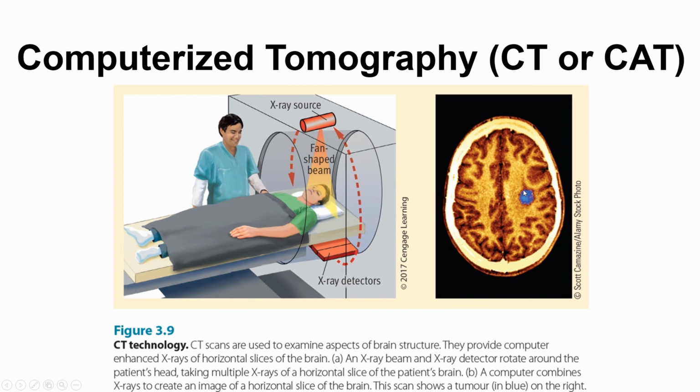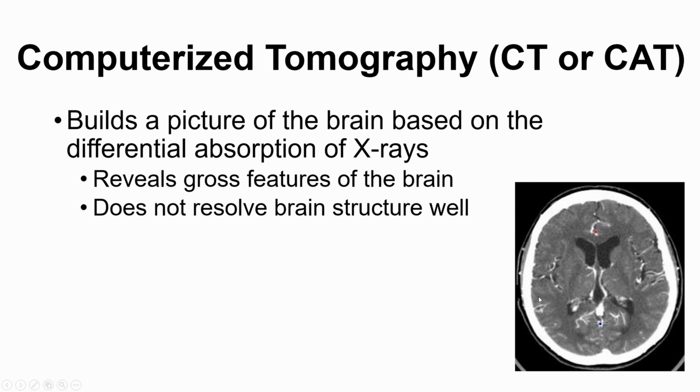Here, this is showing that there's a tumor or some kind of spot on the brain that shouldn't be there, so that's been highlighted. And just as another kind of image, this is what it could look like without color. So we're building up a picture of the brain based on a whole bunch of x-rays that have been delivered. And what we care about here is we have differential absorption of those x-rays. Some parts of the brain appear darker or lighter depending on what they're made of.